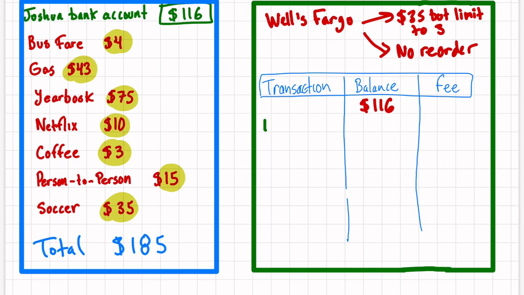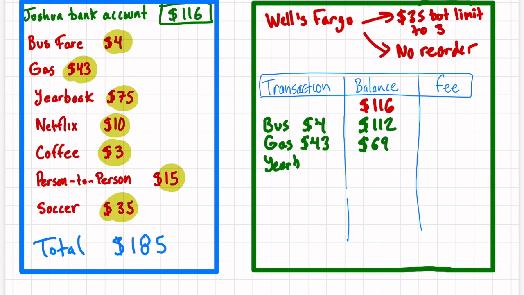So the original transaction that Joshua had for that day was the bus fare. So for the bus fare, it was $4. So 116 minus 4 is 112. So I'm good. I still have enough money. For gas, $43. So 112 minus 43 will be $69. So I'm still good.